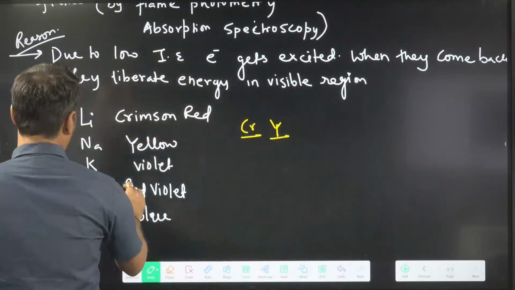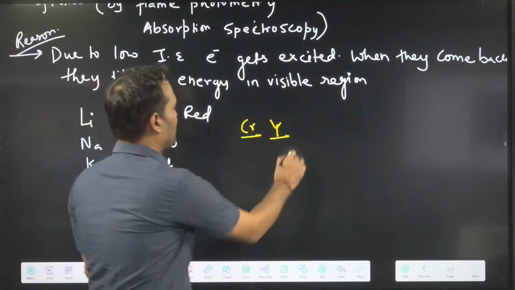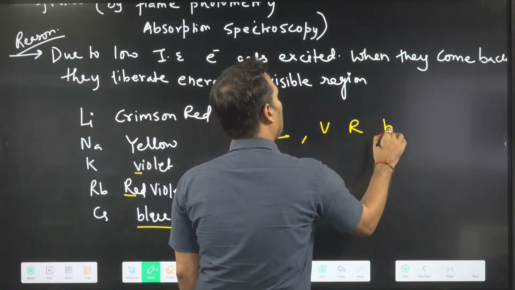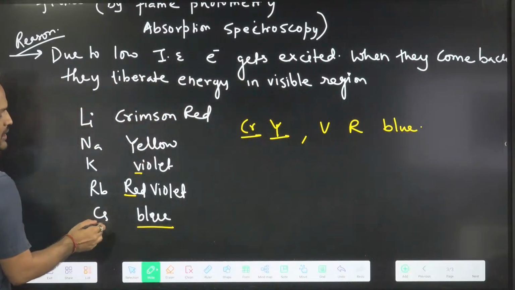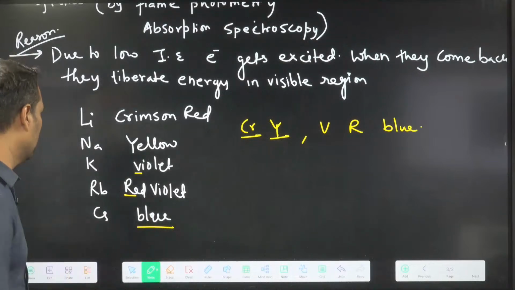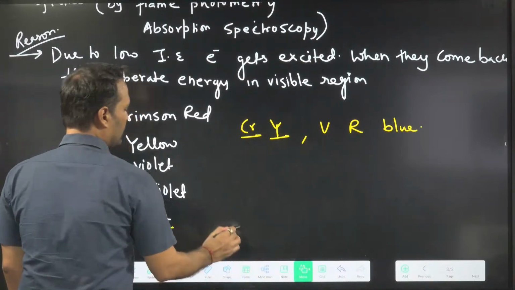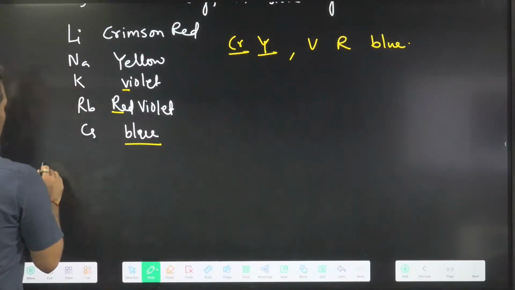ठीक है ना? So we are blue. ठीक है ना? And the first two we can remember by we are blue. ठीक है? Or you can remember cesium: C is blue. ठीक है ना? Looking like blue. Clear? Okay. Done. You can make other shortcuts also. ठीक है. Now come to group 2.